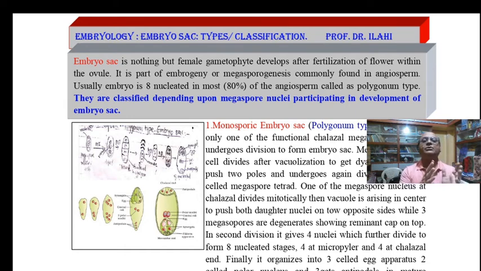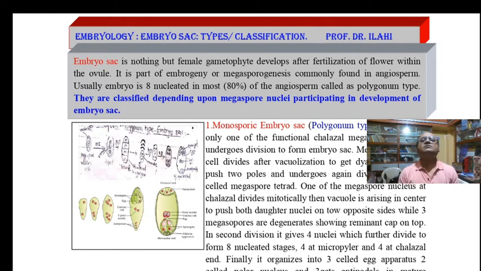Very finely we observe all these things very nicely. What is meant by embryo sac? Embryo sac is nothing but a female gametophyte which develops within the ovule. It is part of embryology or megasporogenesis, the last step in the megasporogenesis, commonly found in the angiosperms.